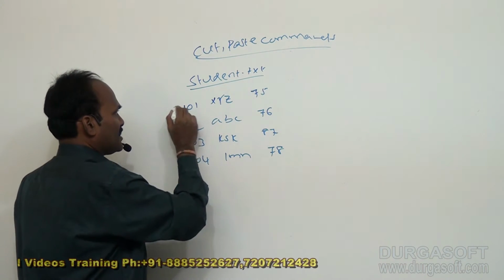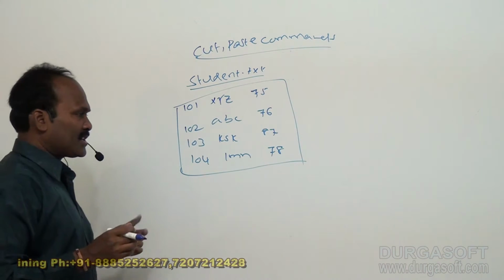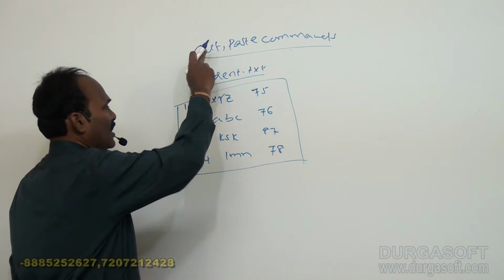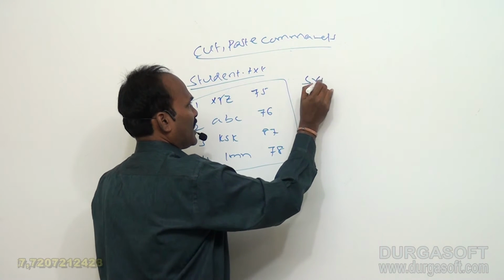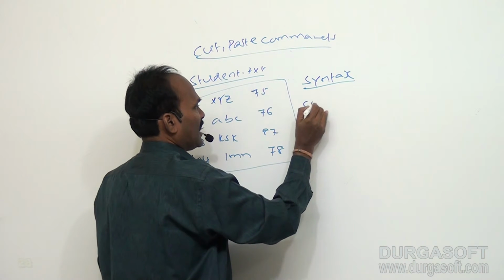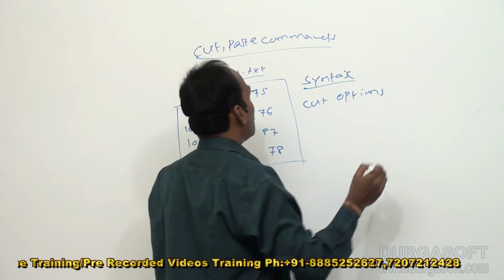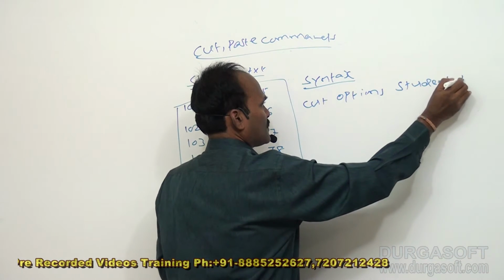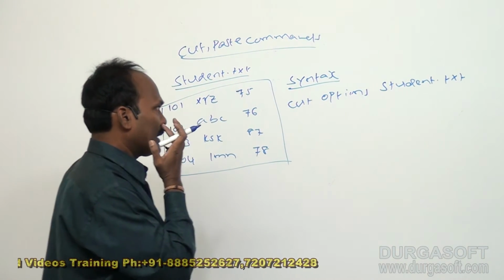Now from this, I just want to cut a few characters or a few fields. I want to extract a few fields or characters, a few lines. Such kinds of operations I want to perform with the cut command on the student.txt file. So in order to cut out a few characters of this file, the syntax of the cut command will be like this: cut options student.txt. So what are the options here?